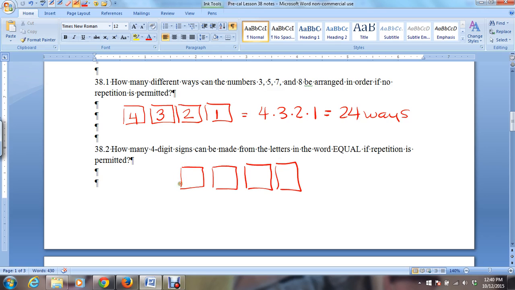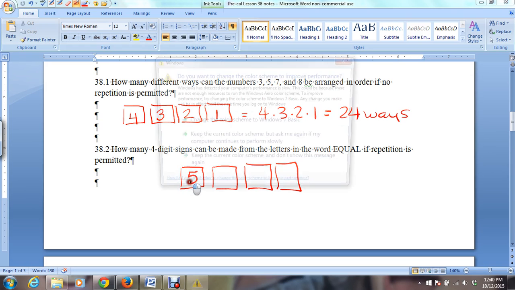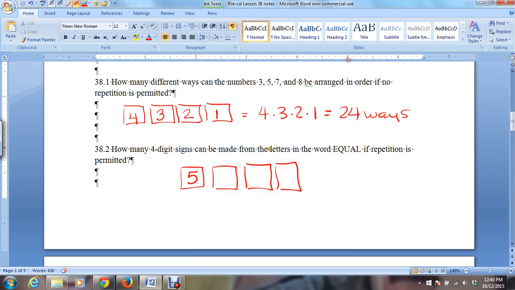So for my first choice in my 4-digit sign, it should be 4-letter sign, but I have 5 choices. So 5 choices for the first letter. And then for my second letter, repetition is permitted, so I'm allowed to choose from any of those 5 letters. So it's still 5. Every time it's still 5 because I can use all of them, since repetition is permitted. So that's just 5 to the 4th.